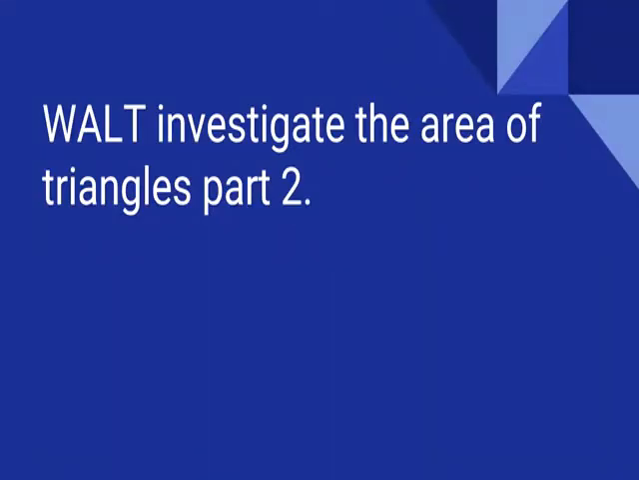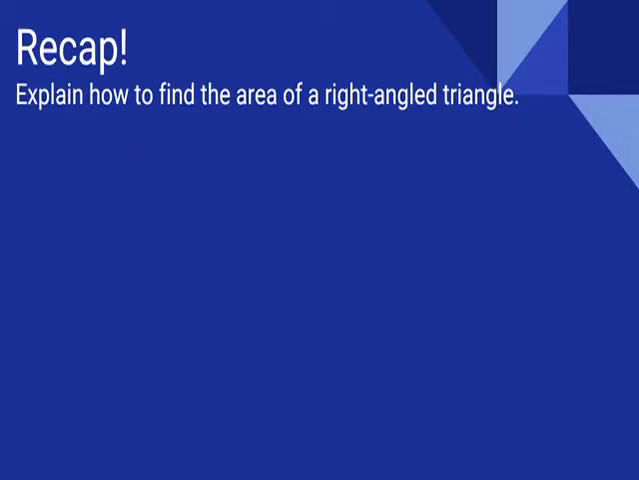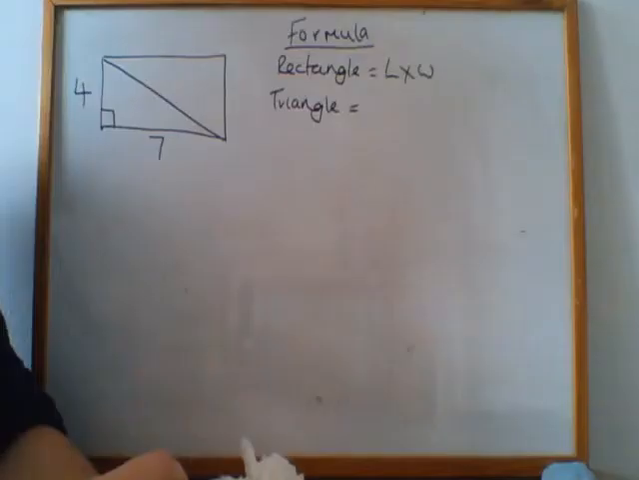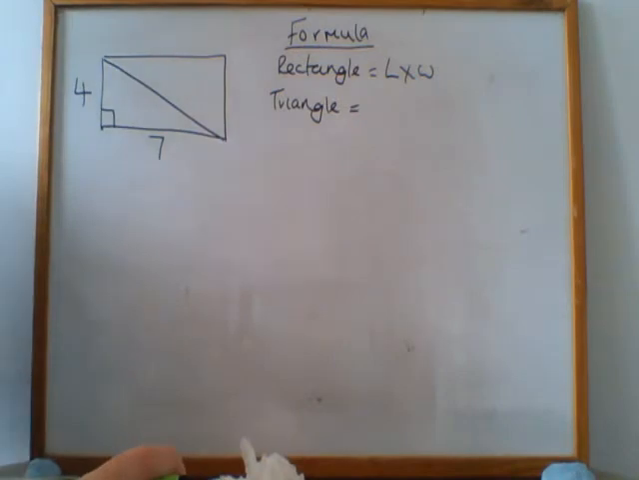Continuing on with the area of triangles, moving on from yesterday where we looked at right angled triangles, and you came up with a possible formula for working out that area. So hopefully you've got that written down, or you can remember the formula you wrote for that yesterday. Let's have a look at that now. Let's look at what I left you with yesterday.